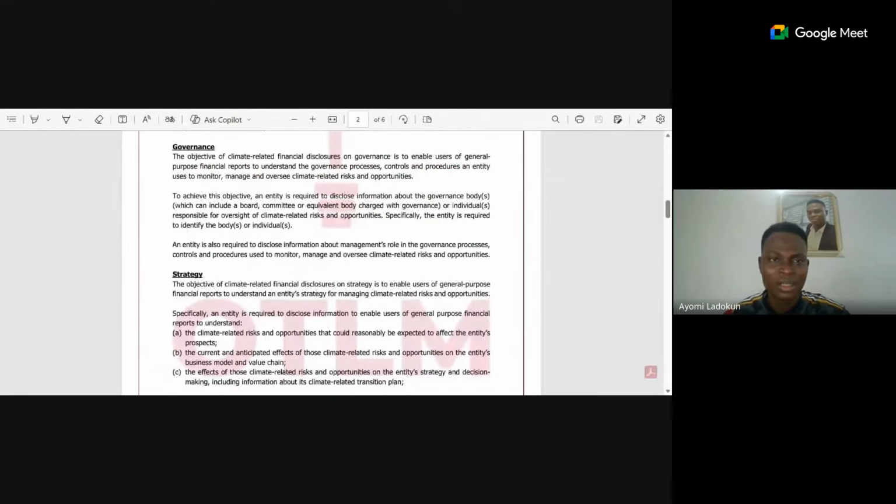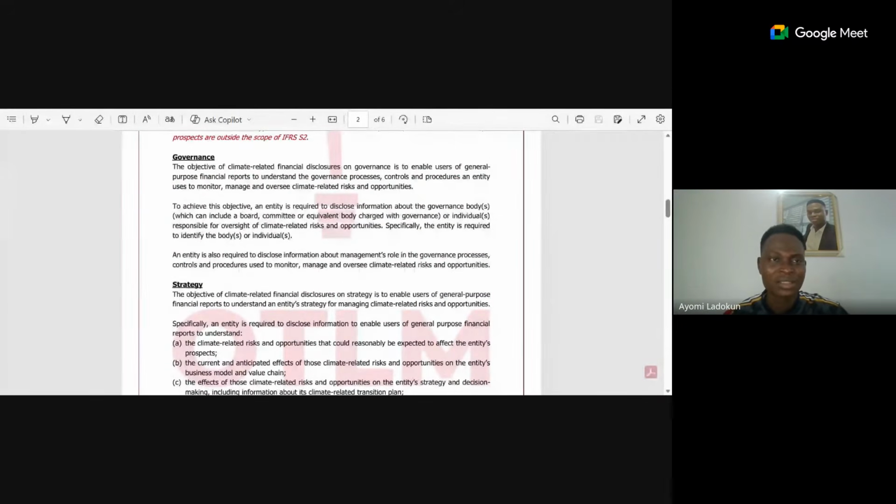Then you have the governance. Can you remember the core content? So you have governance, strategy, risk management, metrics, and targets. So when you have this note, you now need to read them in further detail. What I did earlier was just to give you an overview of them, and that's what is required for IFRS S1. If you're writing FR, that's enough, but here you're writing SBR, then you may want to know much deeper. But again, you may not worry yourself too much.